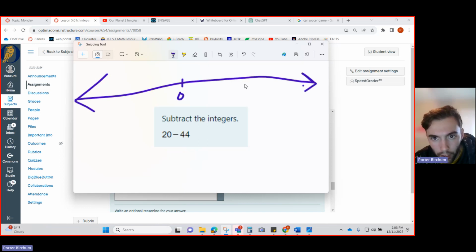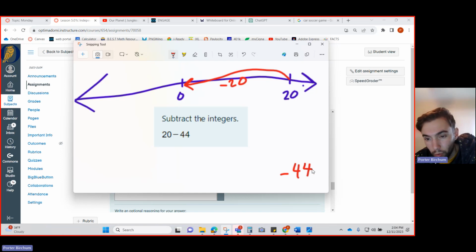So here's 0. We're starting at 20. How many would we have to lose to go from 20 to 0? Yeah, we'd have to lose 20. In this story, we're losing 44. And so if we've lost 20, how much more do we need to lose until we got a loss of 44? Oh yeah, we need to lose 24 more.